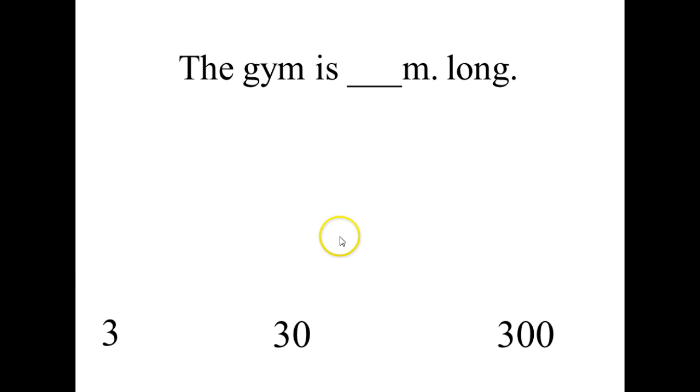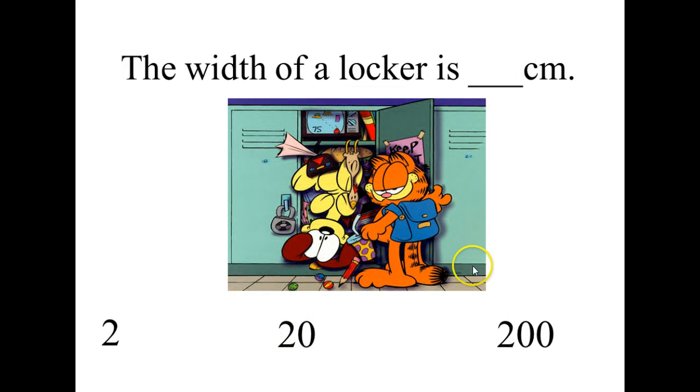Our gym at school, no picture. How many meters long? How many meter sticks could I put to go from one end to the other end? 3 of them? That's not very far. 30, 300. Correct answer is 30.